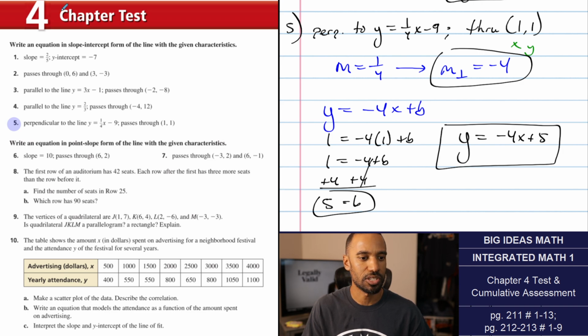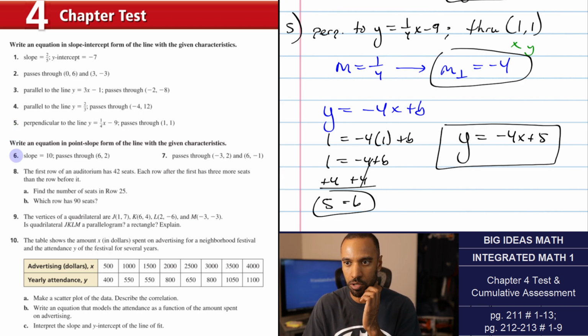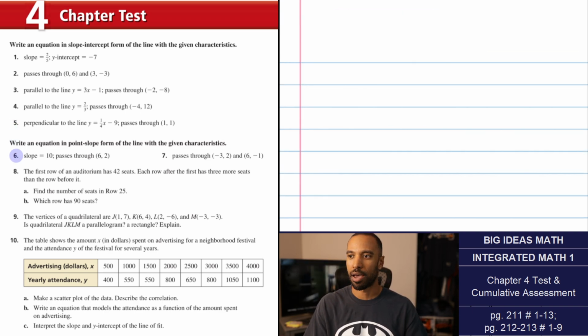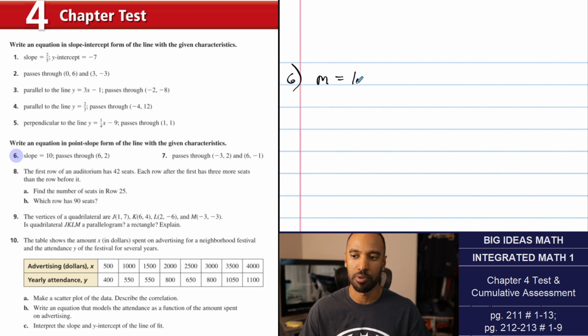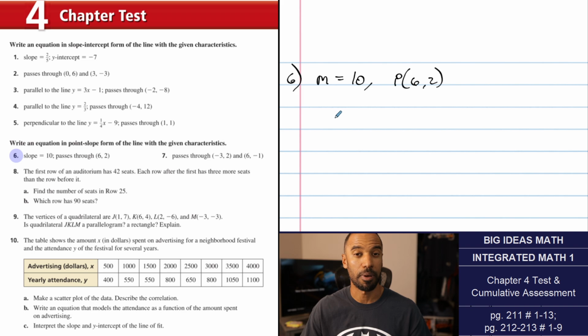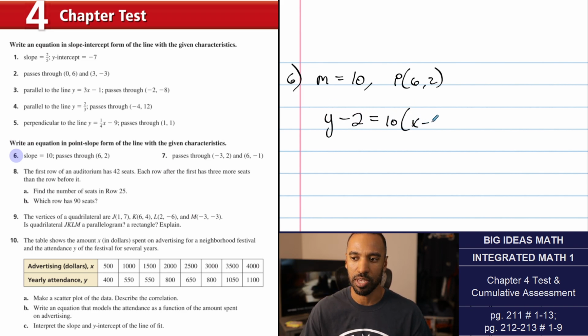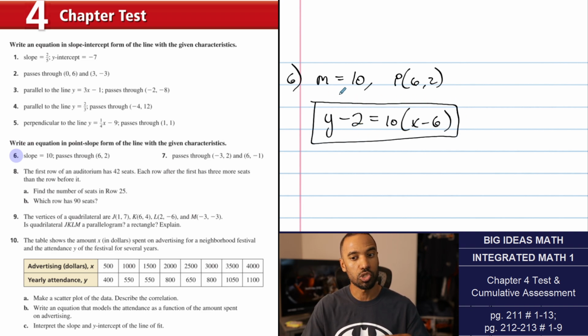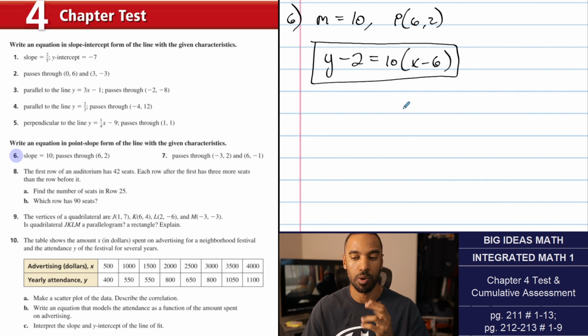Okay, number 6 and 7, write an equation in point slope form with the given characteristics. So this time we are using point slope form. y minus y1 equals m times x minus x1. We have a slope of 10, and we have a point that we pass through that's (6, 2). This is straight up as direct as it gets. y minus y1 equals m times x minus x1. You're done. That's your point slope form. You don't distribute. This is point slope form.